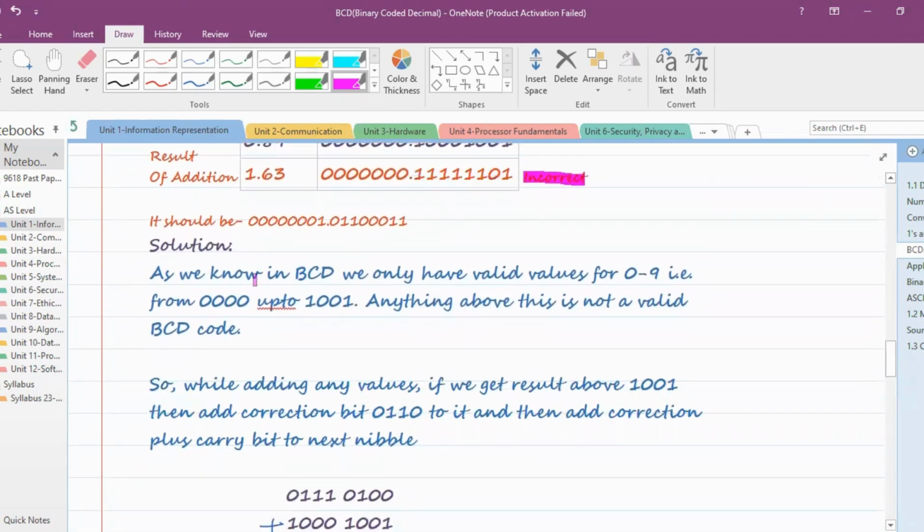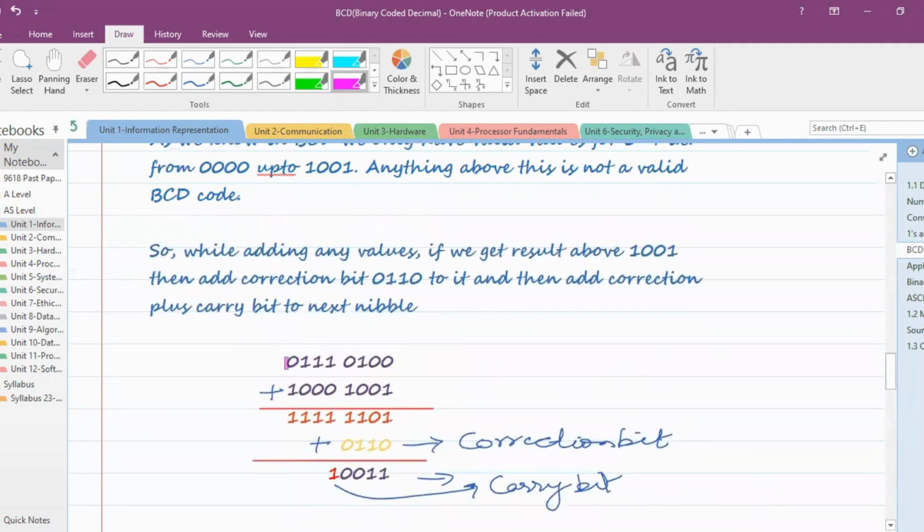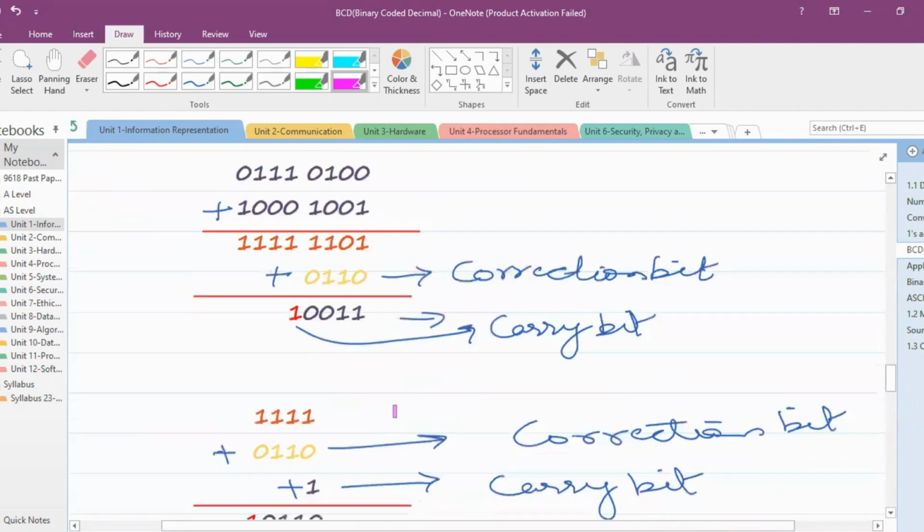Let's see. What we do, we have a correction bit. As a solution, we have a correction bit. Whenever we get a result above 9, which is 1001, then we add a correction bit, 6 in denary, and in binary it is 0110. So we add a correction bit to the result. So how? Let's just see.